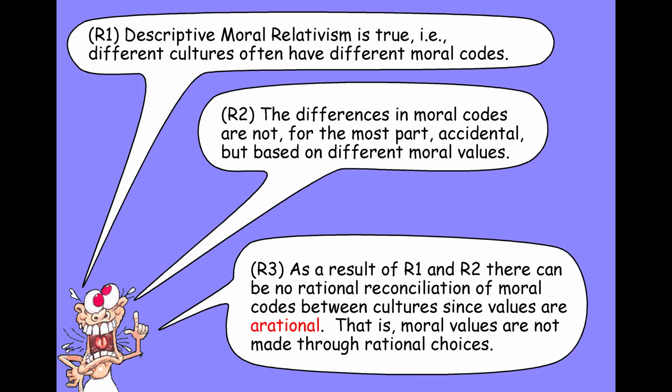It's a claim about moral values. We're not going to evaluate it specifically, but it plays an important part in this argument. So we start with descriptive moral relativism. We then argue that differences in moral codes follow from different moral values. Then we argue that different moral values have no intrinsic basis for reaching consensus in the nature of reality.